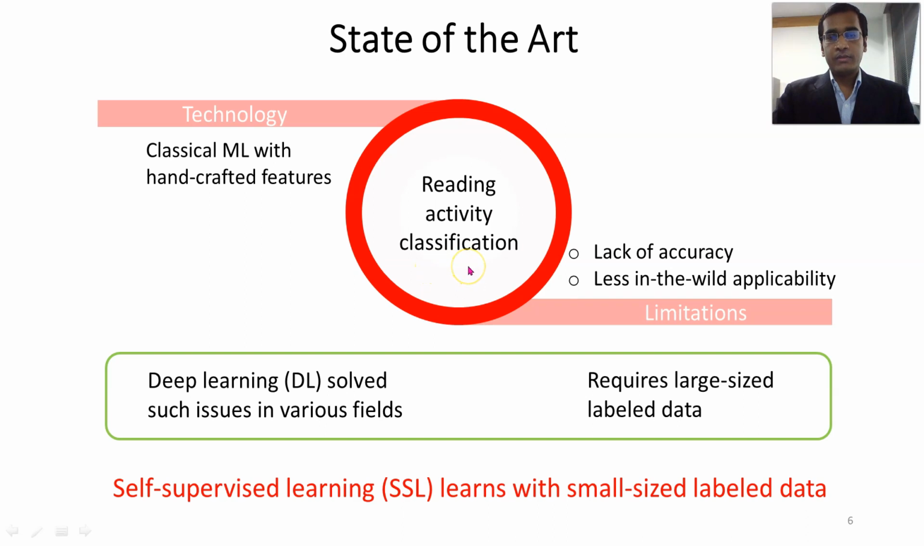For reading activity classification, researchers conducted a few trials with classical machine learning methods by employing handcrafted features. But the limitations are the lack of accuracy and less in-the-wild applicability. Deep learning has solved such issues in various fields, but it requires large-sized labeled data, which is problematic to achieve in most fields because of various reasons. A deep learning technique called self-supervised learning can learn with small-sized labeled data.